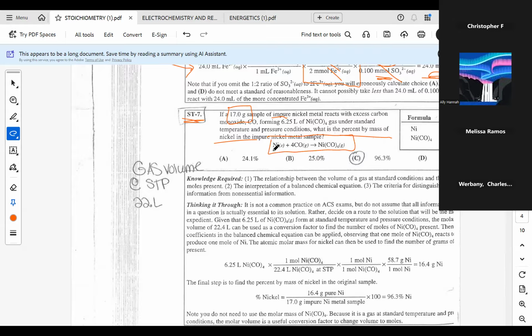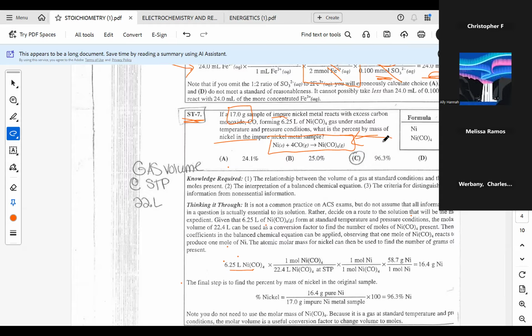We see my impure sample of nickel reacts with carbon monoxide, and we get this nickel carbon monoxide compound. And we form 6.25 liters of solution, I'm sorry, not liters of solution, but liters of gas. So let's see how we can figure this out. What are we given? We're given our volume in liters. We're going to start there, so I'm going to take this volume in liters.